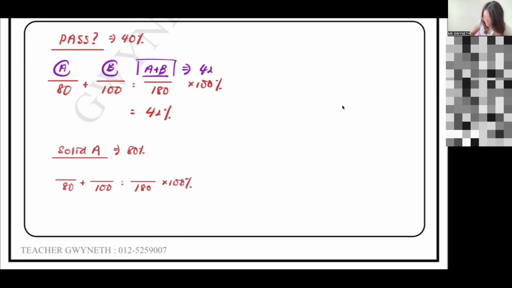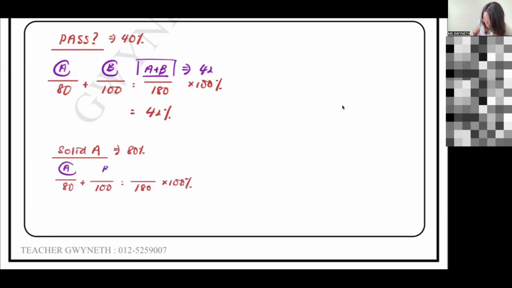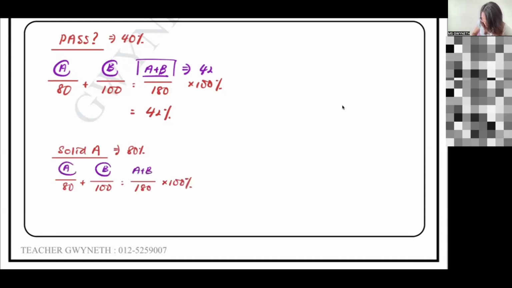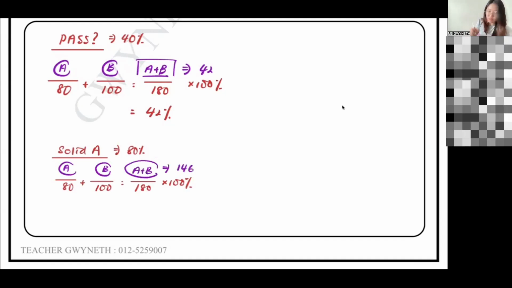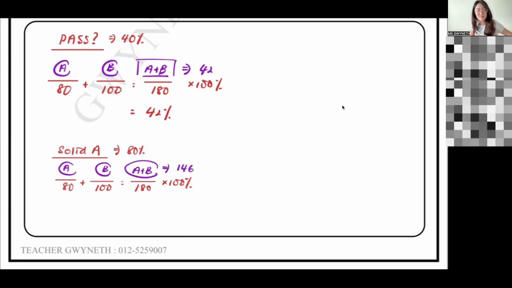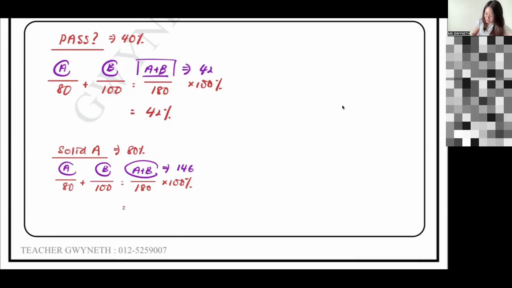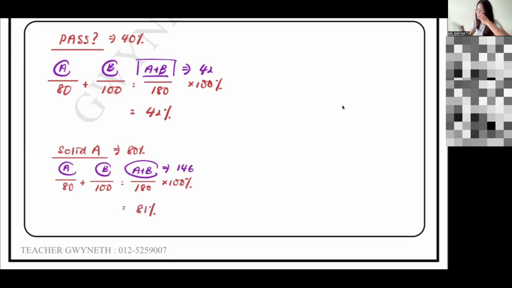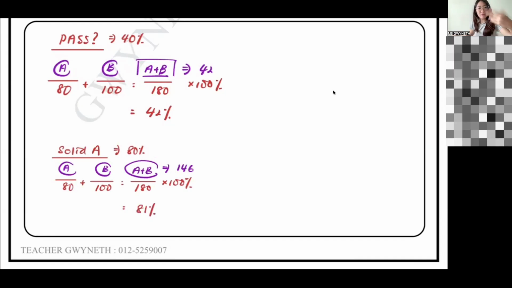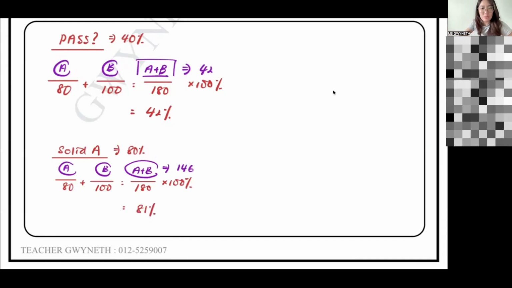So here, A and B add up, it must be 146 marks at least. Then you can get an 81 point something. The passing one is 42 point something also.